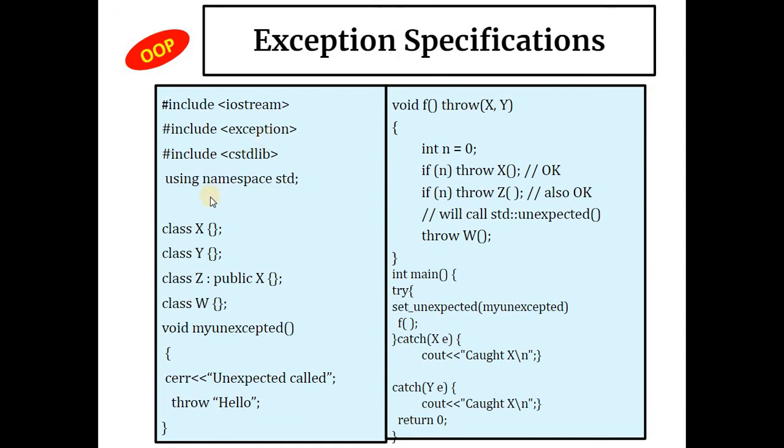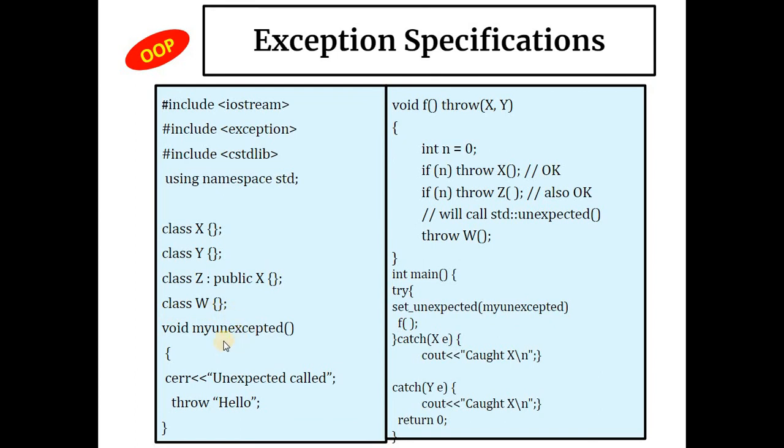So for example, consider that here class exception is being taken. Understand this. We will discuss the set_unexpected function in the next video series. Here we have taken the iostream and exception header files because we are using the set_unexpected function over here. Then we have declared three classes, X, Y and Z. Now Z class is becoming the derived class of X class, and class W is there.